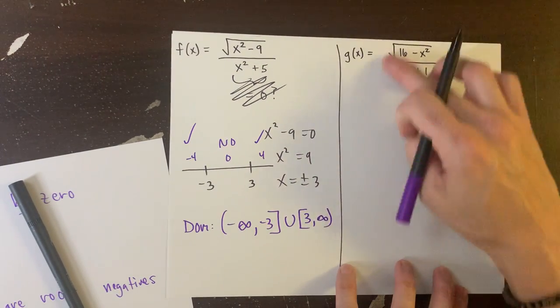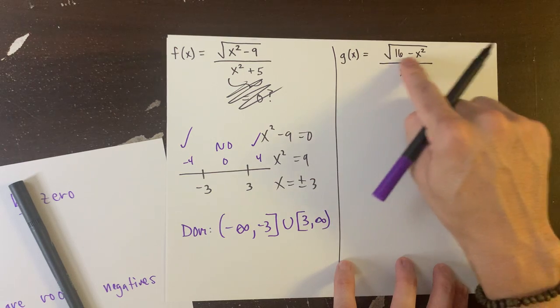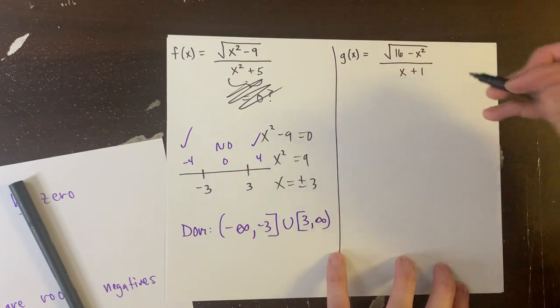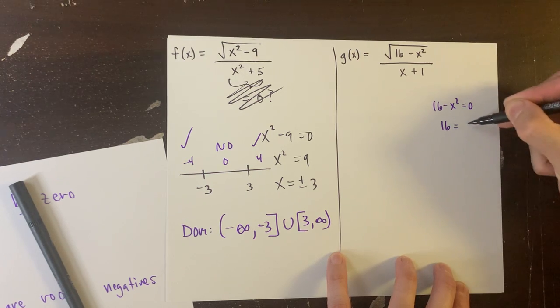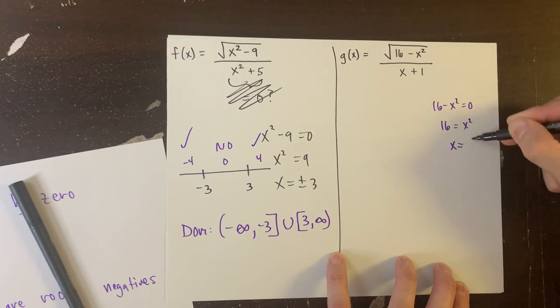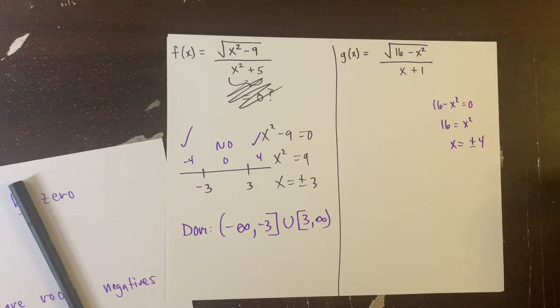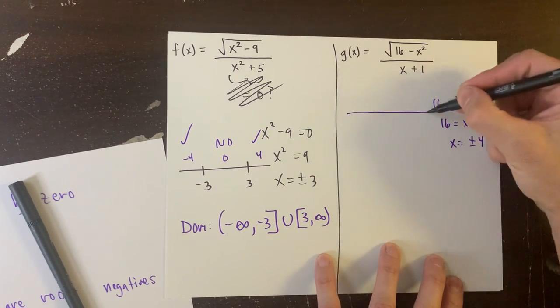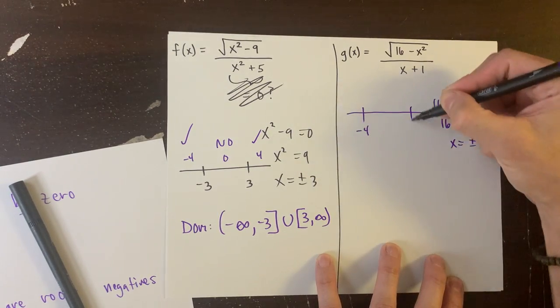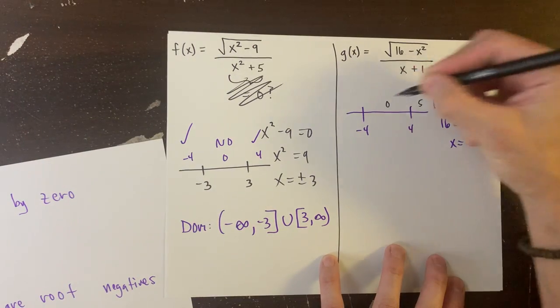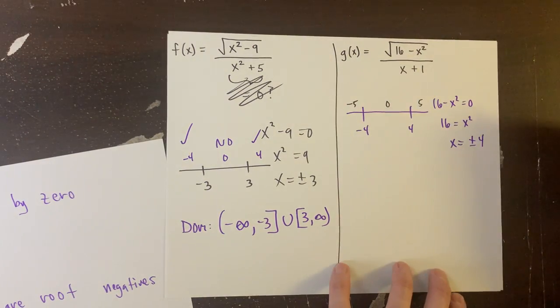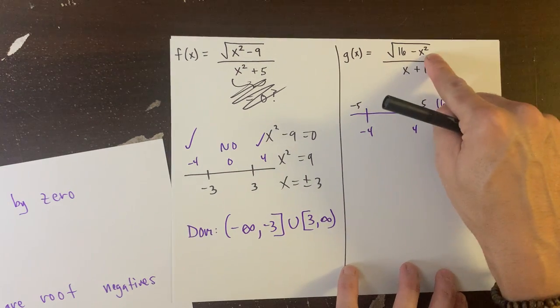Okay, now how about this one here? So let's see what this says. Take the stuff inside of the square root, set it equal to 0, solve, and you'll see that we get plus or minus 4. So let's go to positive 4 and negative 4, and let's use some test numbers. I'm going to test 0, 5, and negative 5. And I'm looking just at the numerator for now.